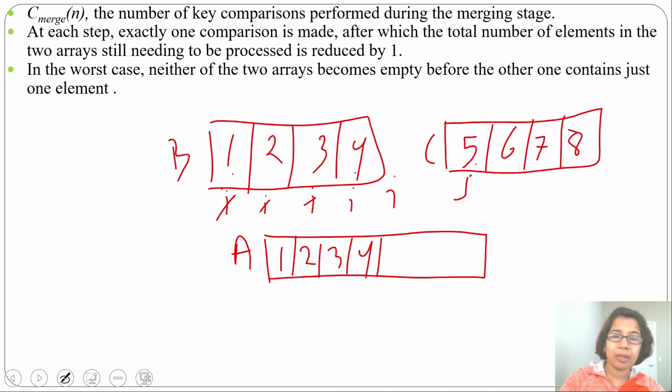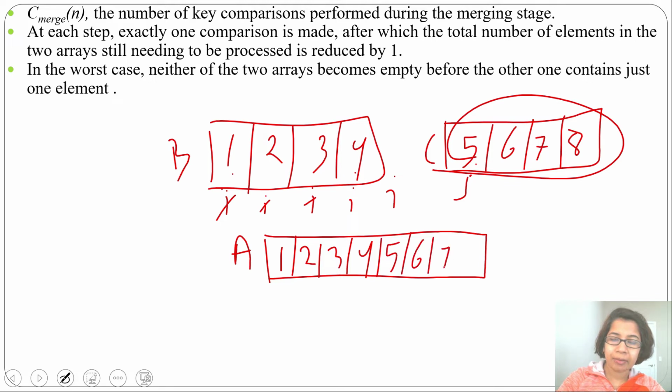So the I value will be equal to the size of B. The size of B is what? 4. So when the I value equals the size of B, we'll simply copy the remaining content into array A, meaning we'll copy 5, 6, 7, 8.